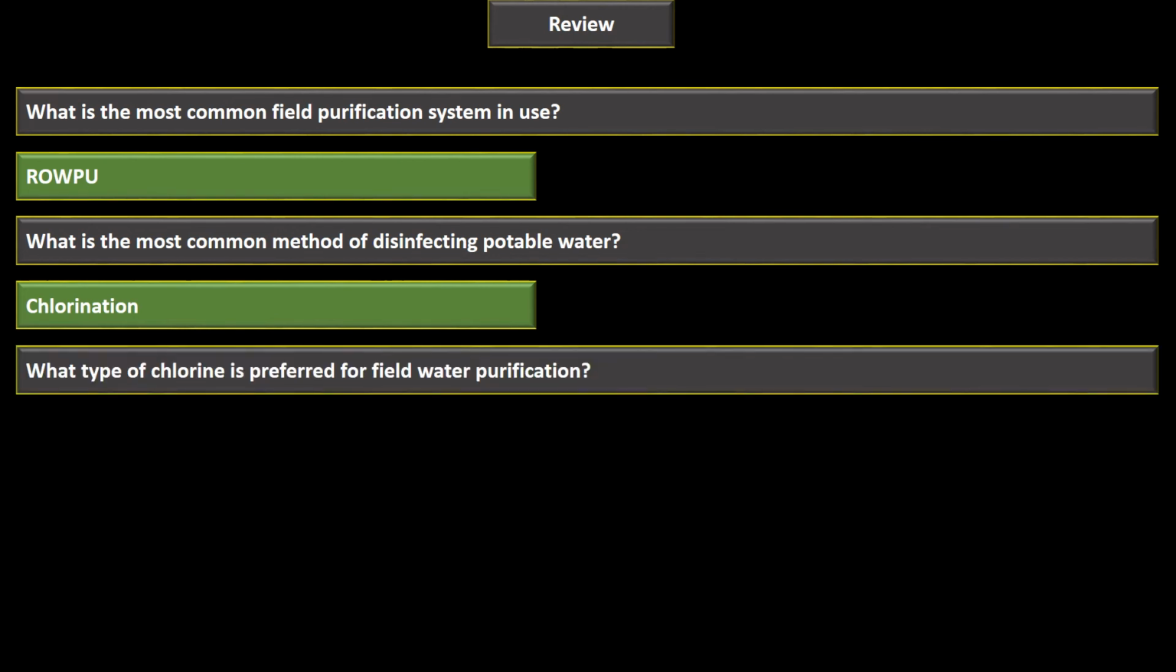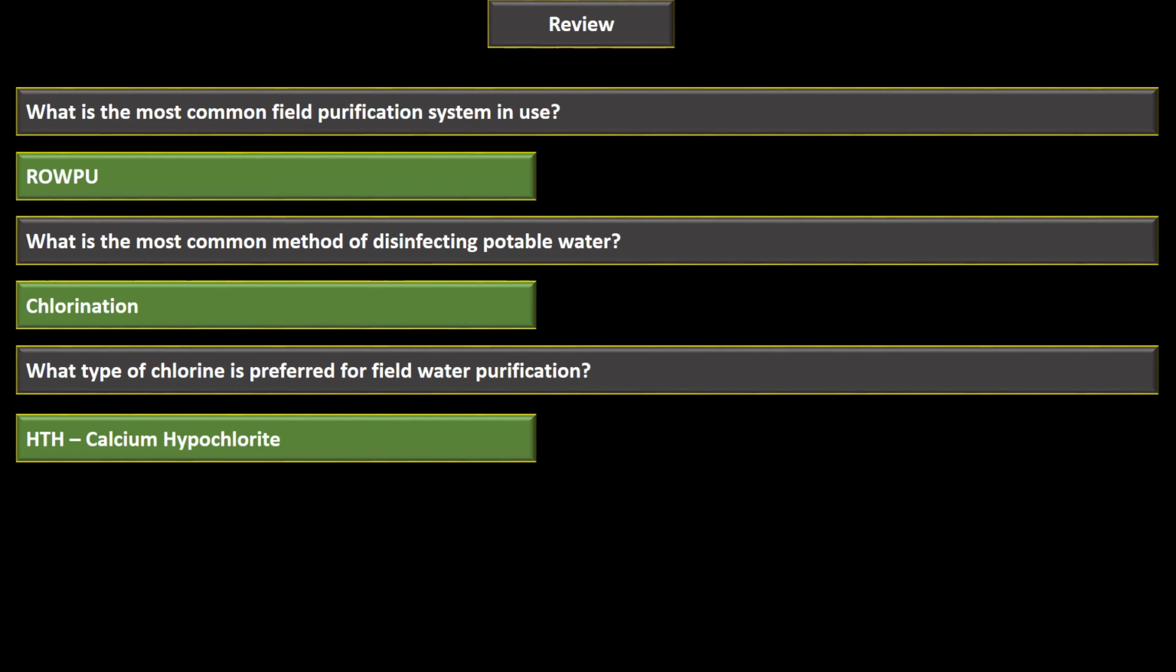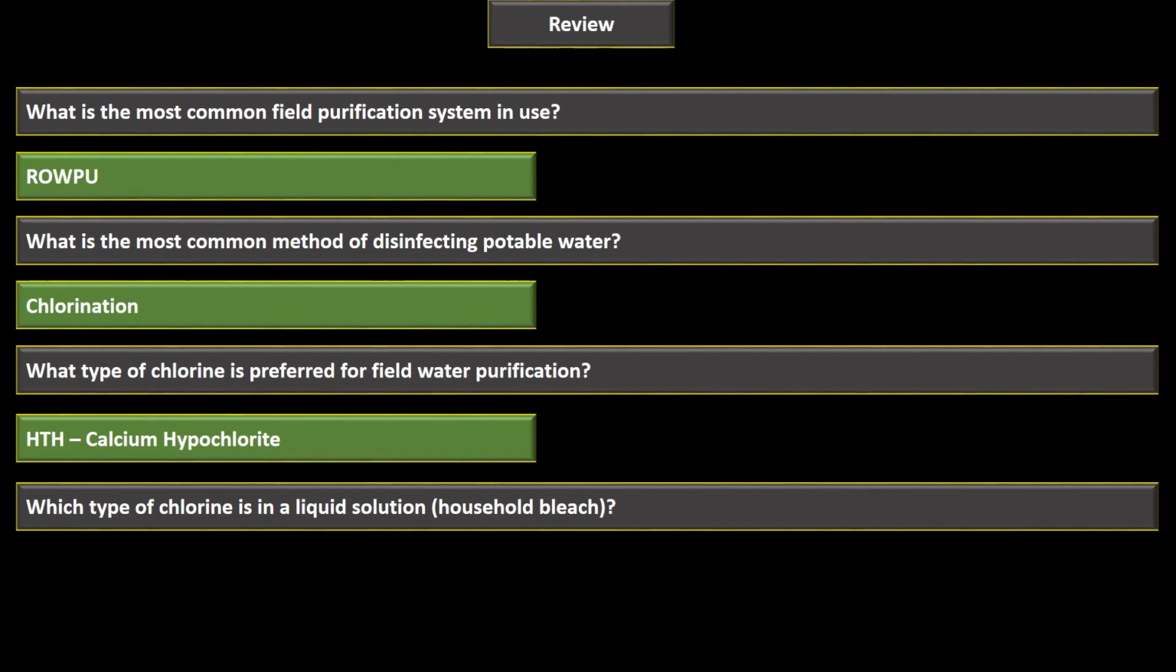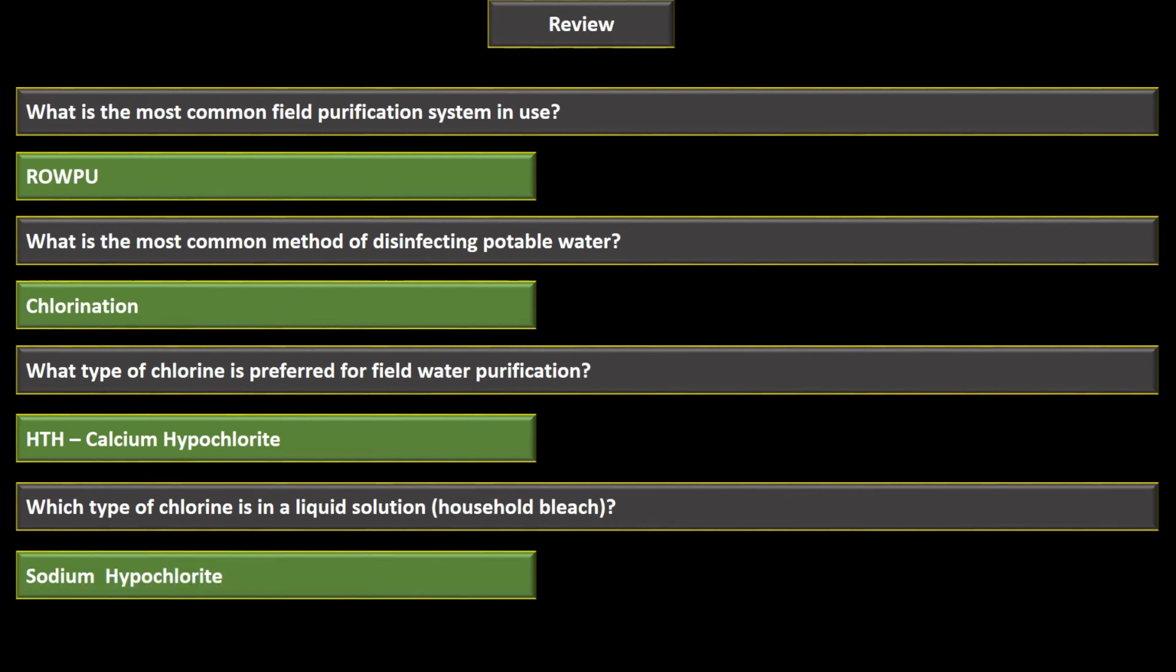What type of chlorine is preferred for field water purification? Well, that is HTH, or calcium hypochlorite. What type of chlorine is in a liquid solution, commonly called household bleach? That's our sodium hypochlorite.